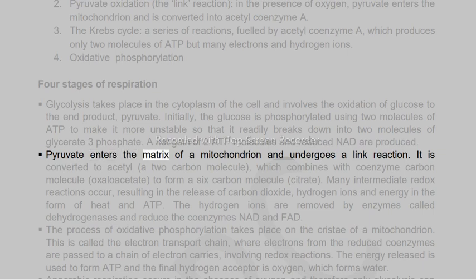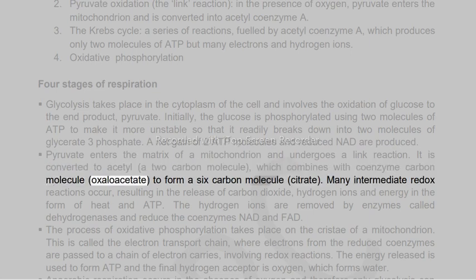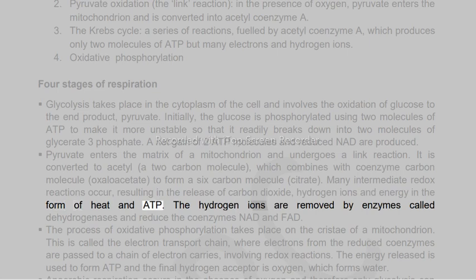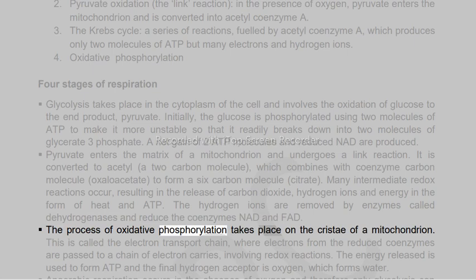Pyruvate enters the matrix of a mitochondrion and undergoes a link reaction. It is converted to acetyl, a 2-carbon molecule, which combines with coenzyme A and then with the 4-carbon molecule, oxaloacetate, to form a 6-carbon molecule, citrate. Many intermediate redox reactions occur, resulting in the release of carbon dioxide, hydrogen ions, and energy in the form of heat and ATP. The hydrogen ions are removed by enzymes called dehydrogenases and reduce the coenzymes NAD and FAD. The process of oxidative phosphorylation takes place on the cristae of a mitochondrion.